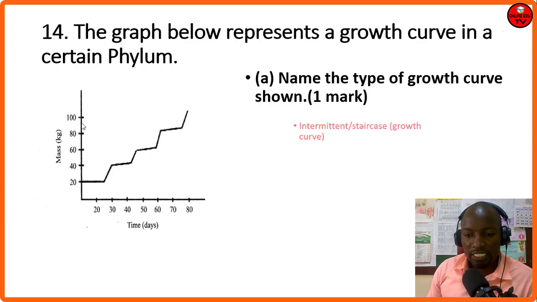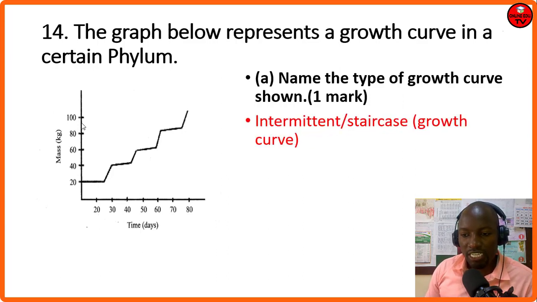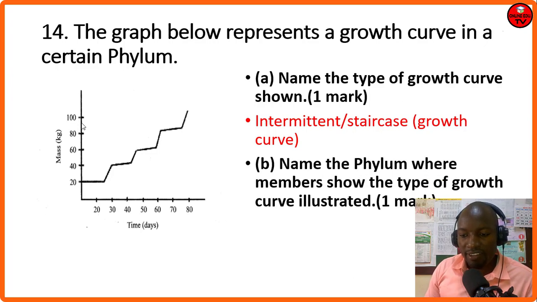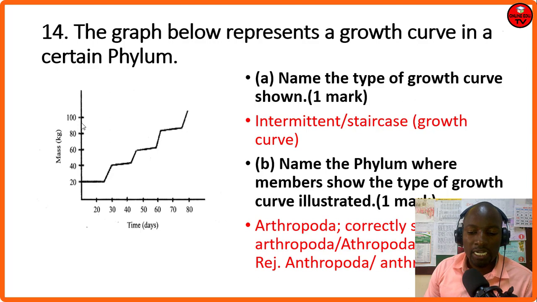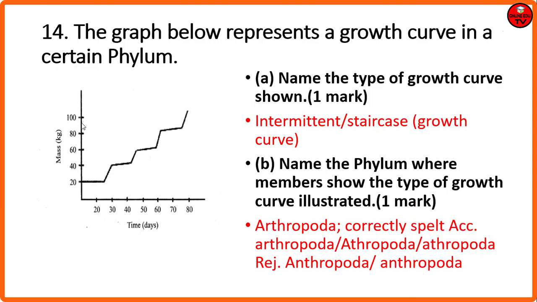Now, this one definitely is an intermittent or staircase growth curve. Name the phylum where members show the type of growth curve illustrated. Phylum Arthropoda. Now, remember the spellings must be correctly spelled. Arthropoda, Arthropoda. But we reject Andropoda and Arthropoda, whether with capital or small.